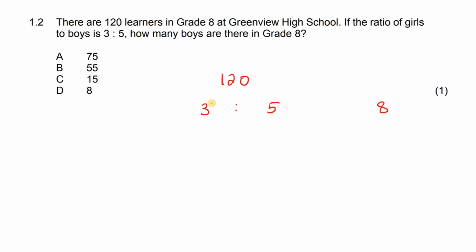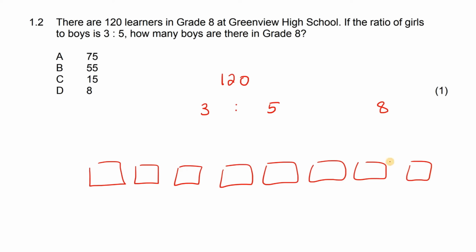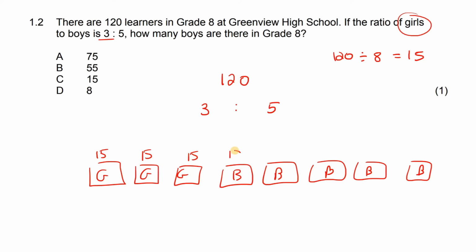So that means there's 8 boxes. You can think of it like this. There's 8 boxes. 3 of them are girls because they said girls first. Girls is 3, okay? So girl, girl, girl, and then the rest is boys. Now if you have 120 learners and 8 different boxes, how many learners would go in a box? Well, you would say 120 divided by 8, and that'll give you 15. So that means there's 15 people per box.